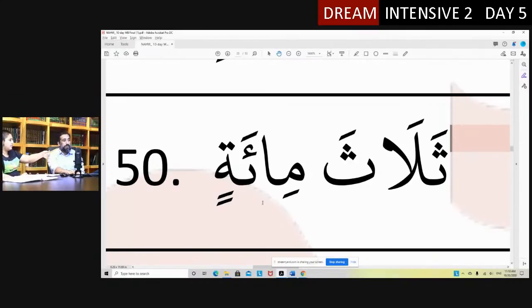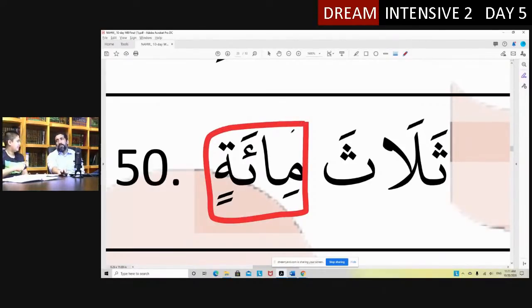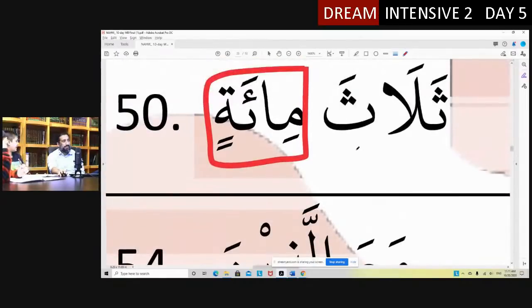Four words though, right? No. Thalatha is mudaf, and mi'atin is mudaf ilayh. Where do you see four words? No, one word, because thalatha has four letters. Oh no, don't worry about the number of letters. I was just saying that's pretty cool. It means three, but it does not have three letters. No, it has four.